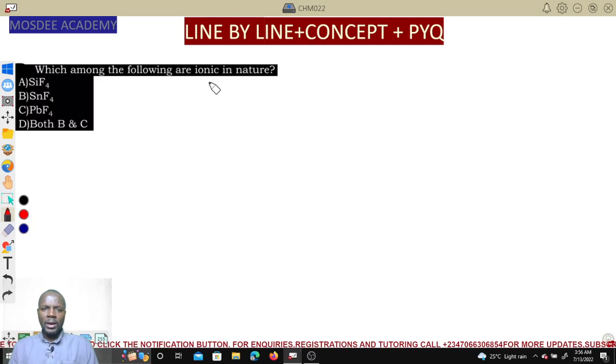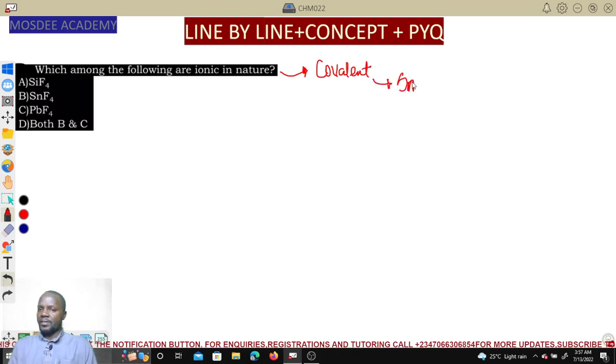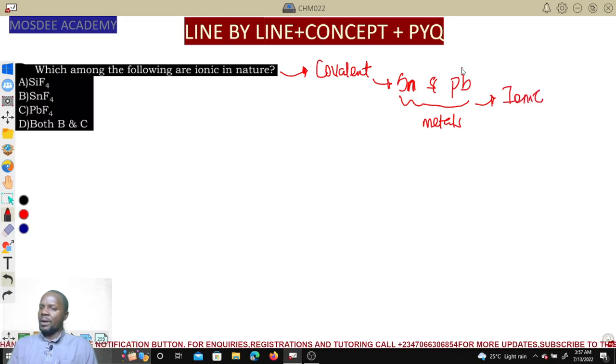The next one: which among the following are ionic in nature? Now, maybe I didn't talk about this. Maybe I should quickly take you through it. I told you that most of the bonds formed by group 14 elements are covalent. I talked about it, maybe not extensively, but as you move to tin and lead, they are metals. So they become electrovalent or ionic when they combine with halogens. So keep note of that.